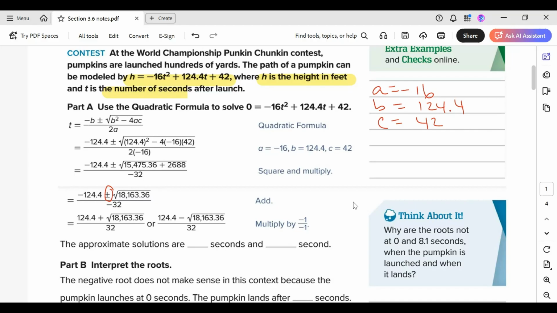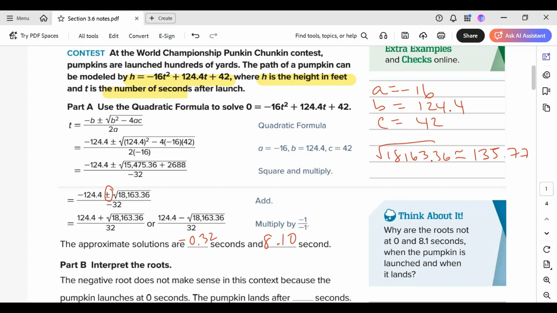When you plug it into the calculator, the square root of 18,163.36 is approximately 135.77, and then you apply it in the math. You add 124.4 to it and then divide by 32, and you get 8.10. When you subtract 135.77 from 124.4, it gives you a negative result that you divide by 32, and you get negative 0.32.